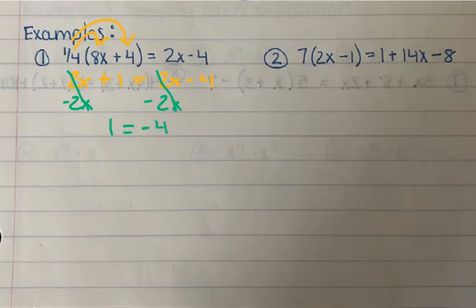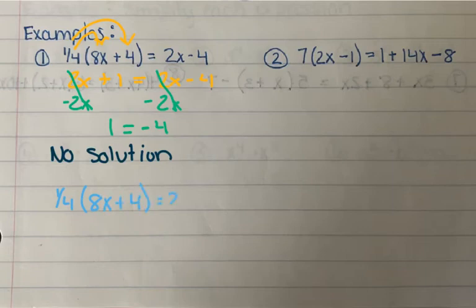That's not a true statement. 1 does not equal -4. So this is what we call a no solution. What we want to be able to recognize is that this 1/4 (8x plus 4) equals 2x minus 4. We want to recognize that when I simplified this, I got 2x plus 1 equals 2x minus 4.